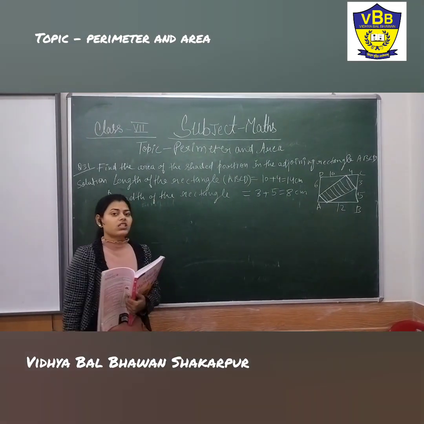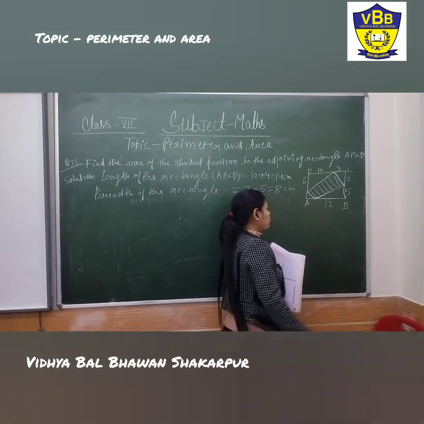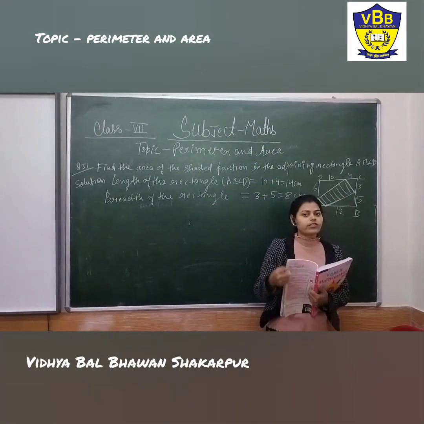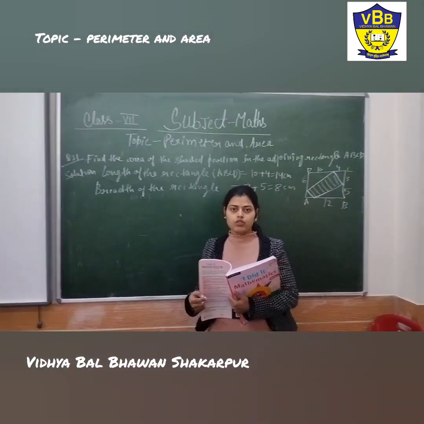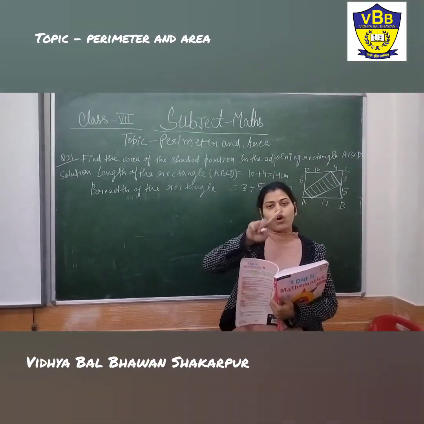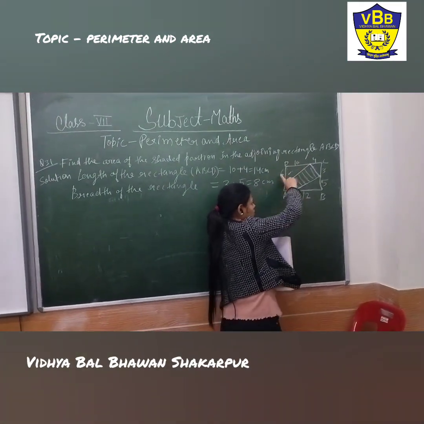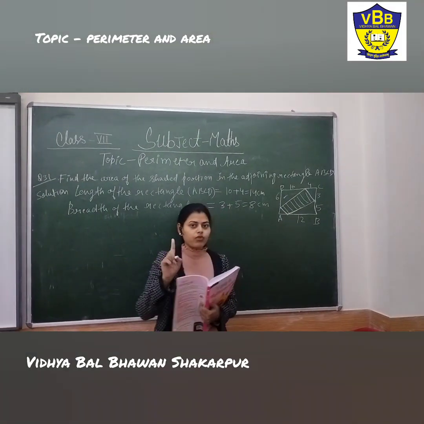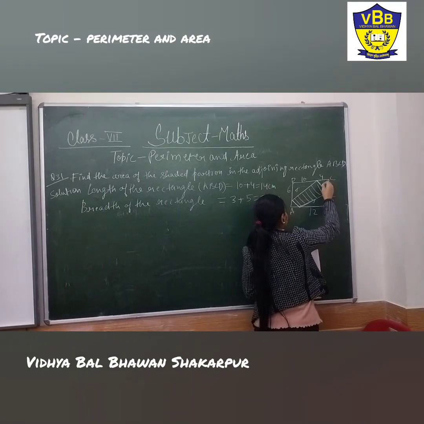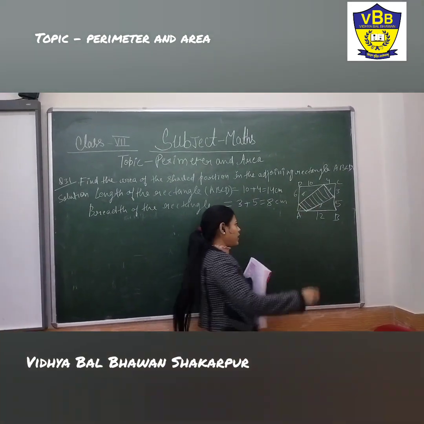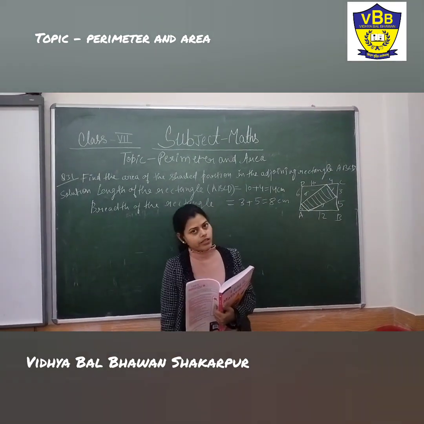Now as you can see, the figure whose area we need to calculate is a very different shape. It's not a rectangle, it's not a triangle. So how will we calculate the area of this shaded portion? By removing the rest from this rectangle. From this rectangle we have to subtract all the area of the triangles. If we remove all the area of the triangles, then we will get the area of the shaded portion. Now let's do this.